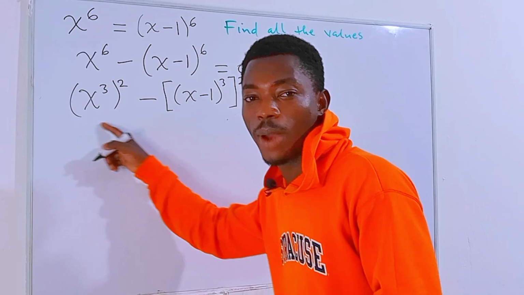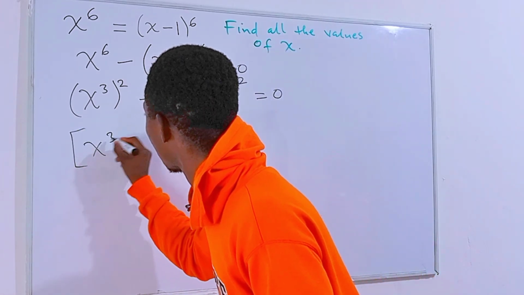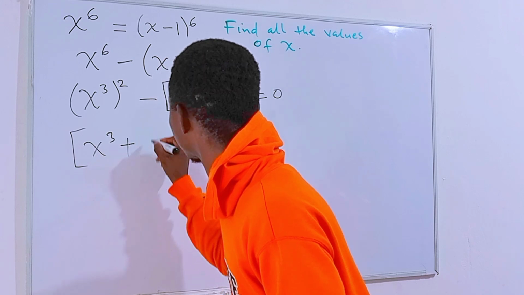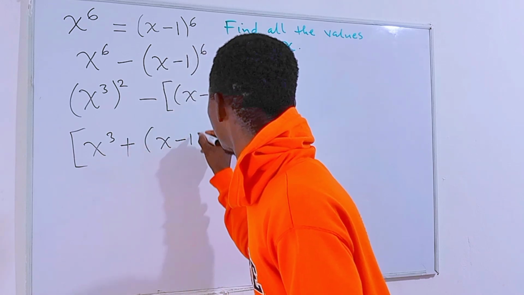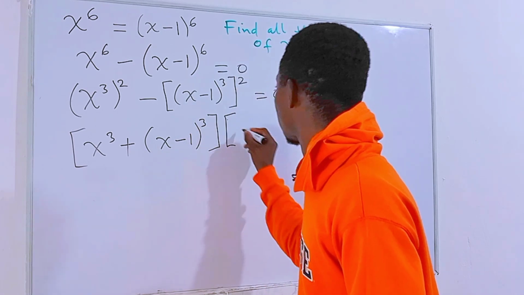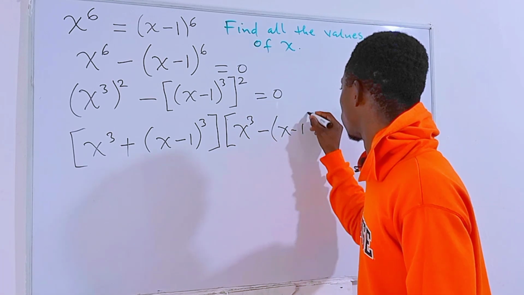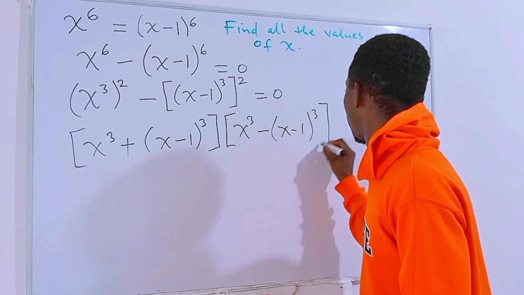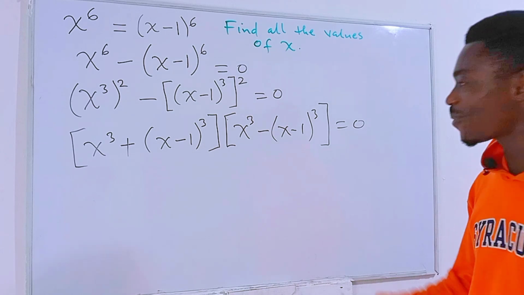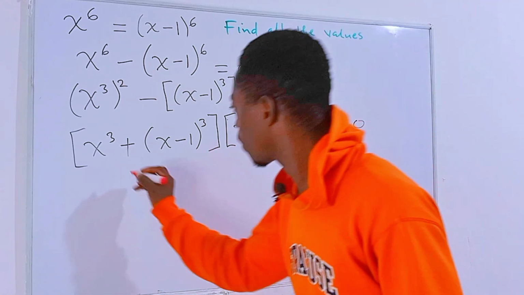Now we can rewrite this whole thing as (x to the 3rd power plus (x minus 1) to the 3rd power) times (x to the 3rd power minus (x minus 1) to the 3rd power), and this is 0. Cool, huh? Now, let's pay attention to this x right here.